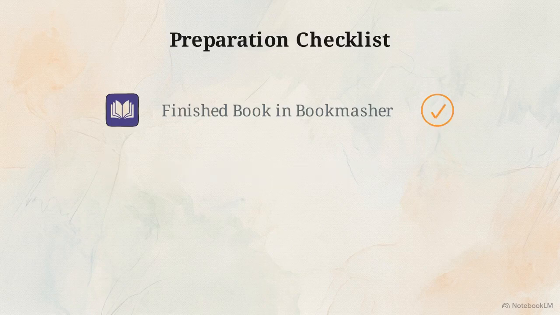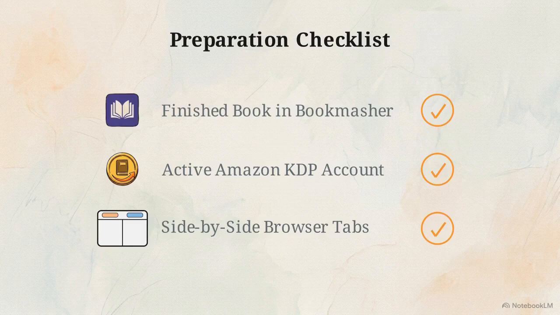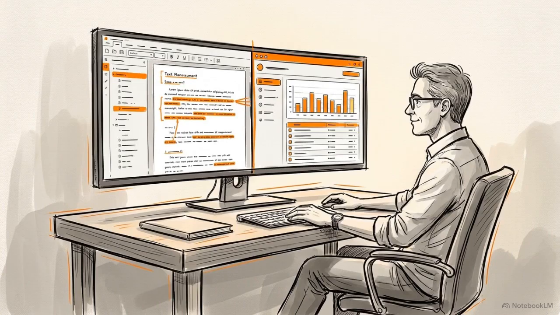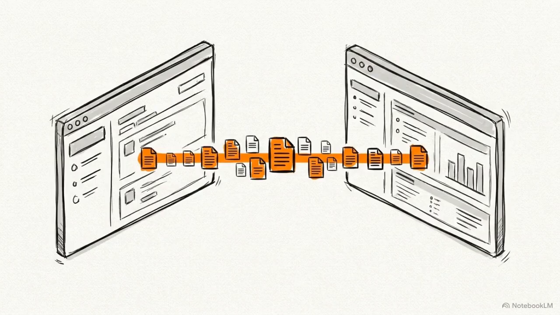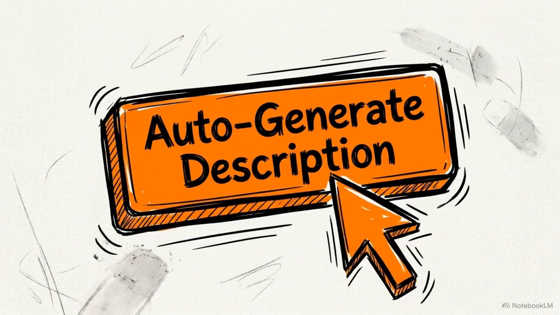Before we begin, you need 3 things ready to go: a finished book sitting inside the BookMasher software, an active Amazon KDP account, and 2 open browser tabs, one for each platform. Setting up your screen exactly like this prevents the context switching that causes so many new authors to get overwhelmed and quit. With both tabs open side by side, we can pass our text and files straight across.